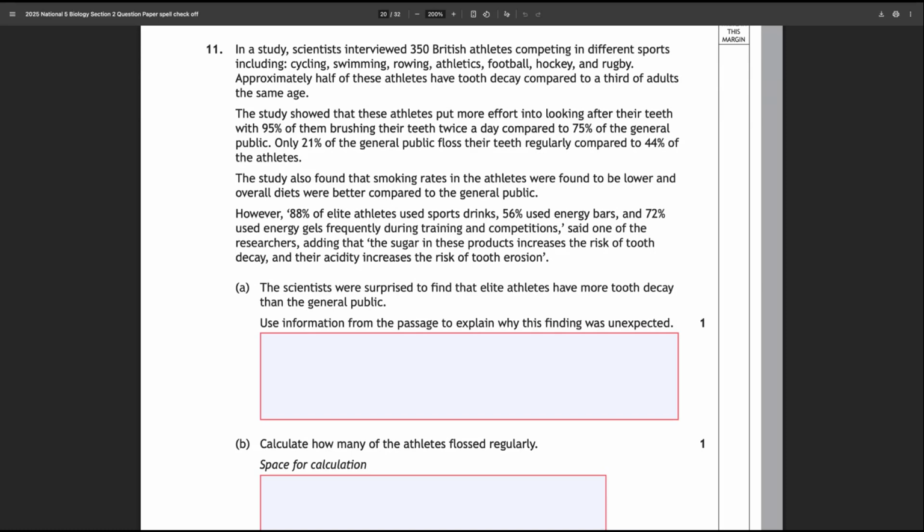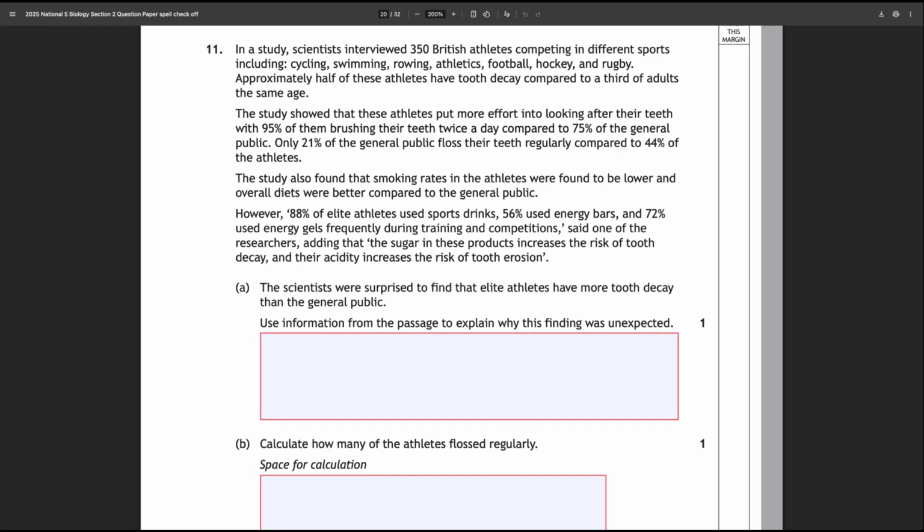So in a study, scientists interviewed 350 British athletes competing in different sports, including cycling, swimming, rowing, athletics, football, hockey, and rugby. Approximately half of these athletes have tooth decay compared to a third of adults the same age. The study showed that these athletes put more effort into looking after their teeth, with 95% of them brushing their teeth twice a day compared to 75% of the general public. Only 21% of the general public flossed their teeth regularly compared to 44% of the athletes. The study also found that smoking rates in the athletes were found to be lower and overall diets were better compared to the general public.